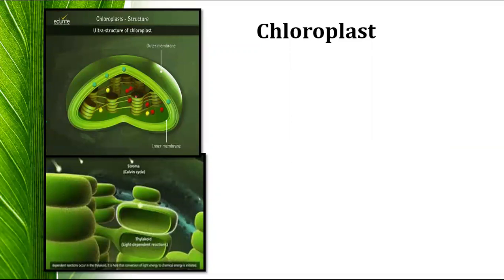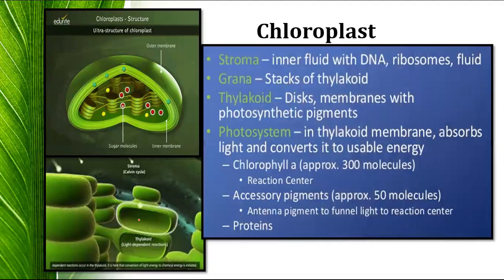Now when we observe a thylakoid, it looks like this. Inside, this is the thylakoid membrane, in which the light reaction occurs. The chloroplast has three main components: the stroma, the grana, and the thylakoids.